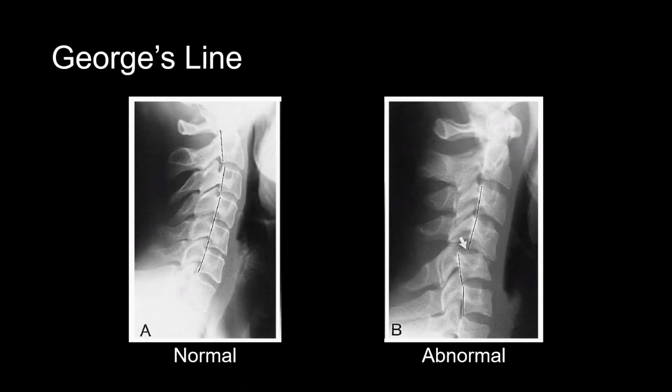George's line is used to determine spinal vertebral body alignment. In the cervical spine, we can see on the left, these line up fairly well, but on the right, we have a large break within George's line, indicating we have some anterior or posterior translation of a vertebral body relative to the one below it. This is used to help determine if there's evidence of a spondylolisthesis. In this case, this would have been an anterolisthesis of C4 on C5.